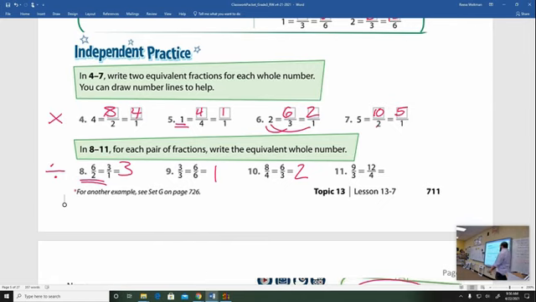Shouldn't be, right? What about this one? What's 9 divided by 3? 3. You automatically know your answer is 3. What's 12 divided by 4? 3. Does that make sense?